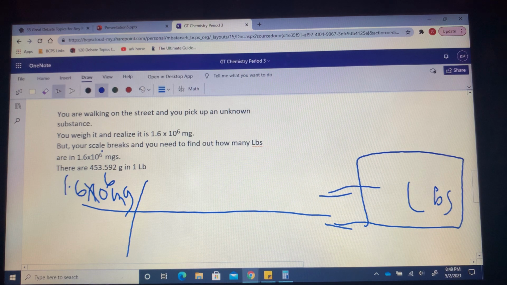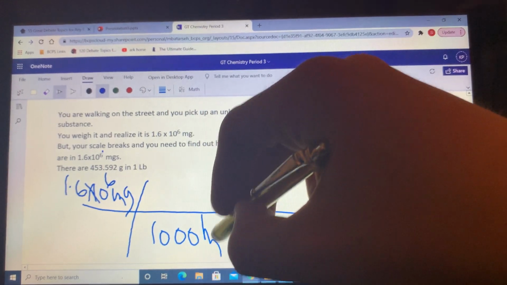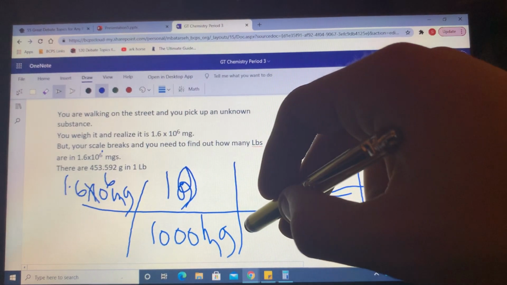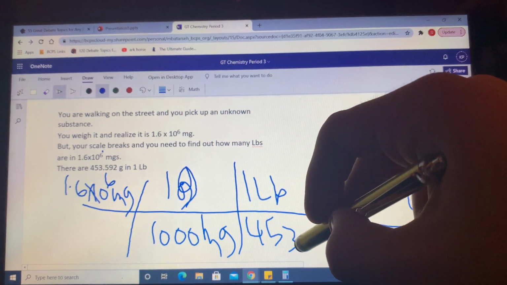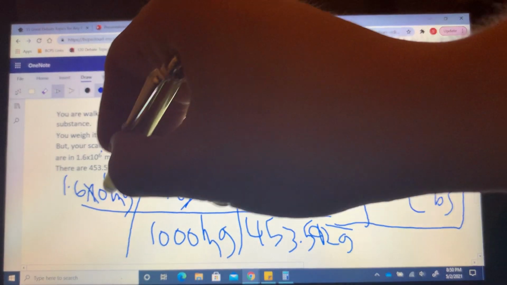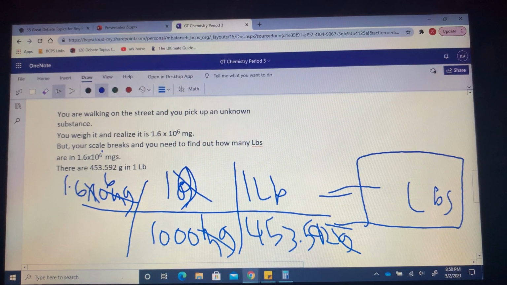Well, first we have to convert to grams. So we do 1,000 milligrams for 1 gram. Now let's convert from grams to pounds. We have 1 pound per 453.592 grams. So we see milligrams on the top and bottom, we cancel those out. Grams on the top and bottom, we cancel those out. And with pounds, you know you want your final answer to be in pounds, so that means that you have to end up with something in pounds. Now, we don't know what that number is, so we use our calculator.